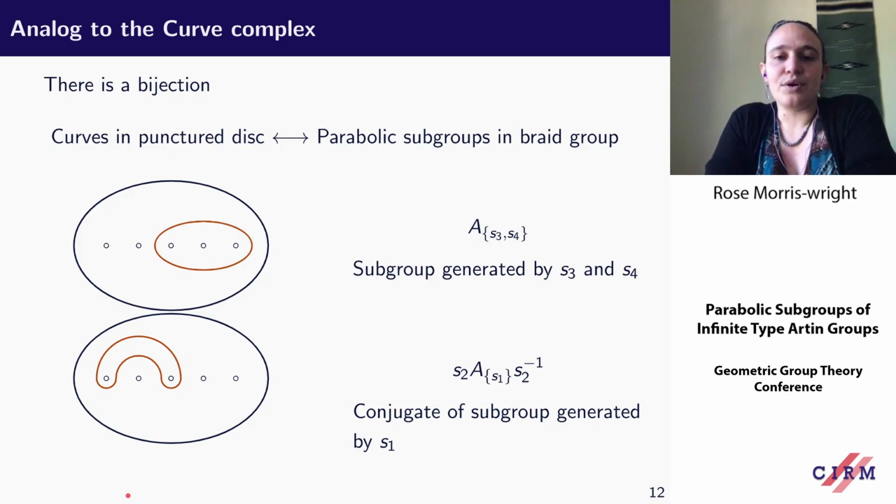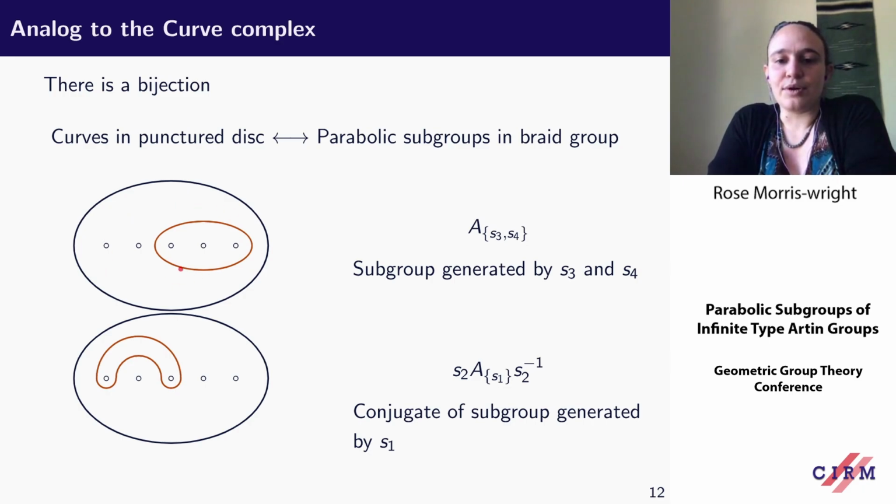And we want to know, to build on this, to try and get a complex that will behave like the curve complex for Artin groups. And the idea is to use this bijection. So there's a bijection between the curves in the punctured disk. So the braid group is the mapping class group for the punctured disk. So the curve complex is made up, the vertices are curves. These are the vertices in that curve complex. And there's a bijection between those and the parabolic subgroups in the braid group. And it works like this.